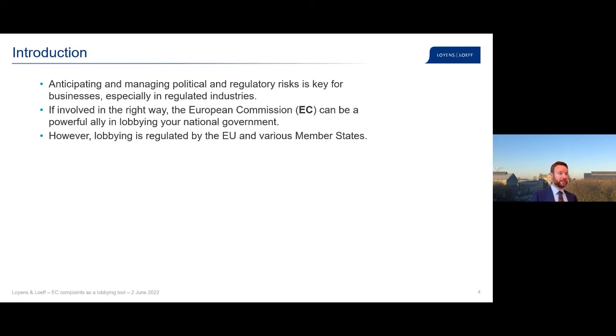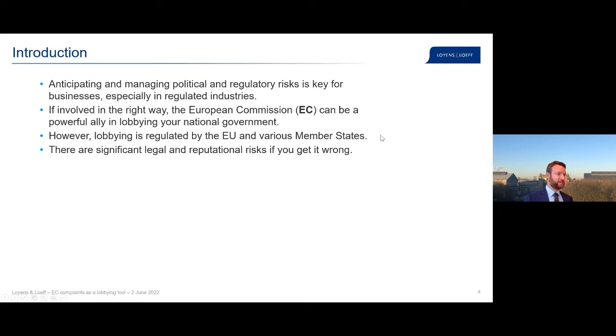Lobbying is still seen by the public as something, quote, dirty or at least suspicious. That is definitely not the case, but one of the important aspects of lobbying is that it must be done in a transparent way. That's why there are these rules, and there are significant legal and reputational risks if you get this wrong.